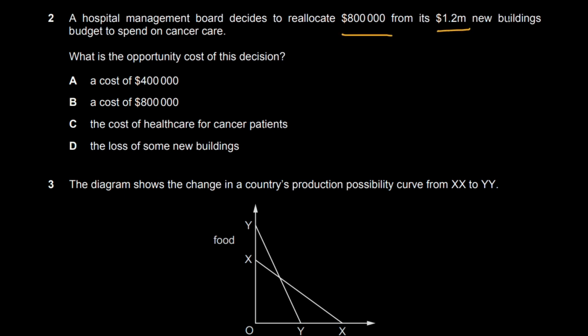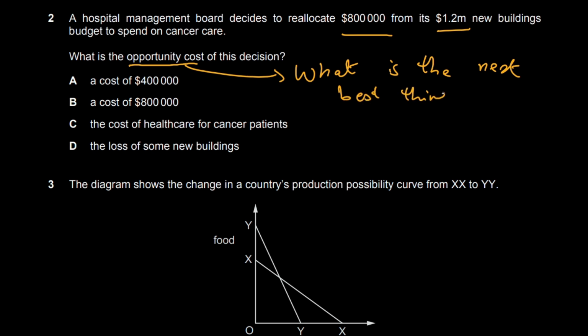its $1.2 million new buildings budget to spend on cancer care. What is the opportunity cost of this decision? Okay, so whenever we are talking about opportunity cost, do remember that we are talking about what is being given up, or what is the next best thing being given up?